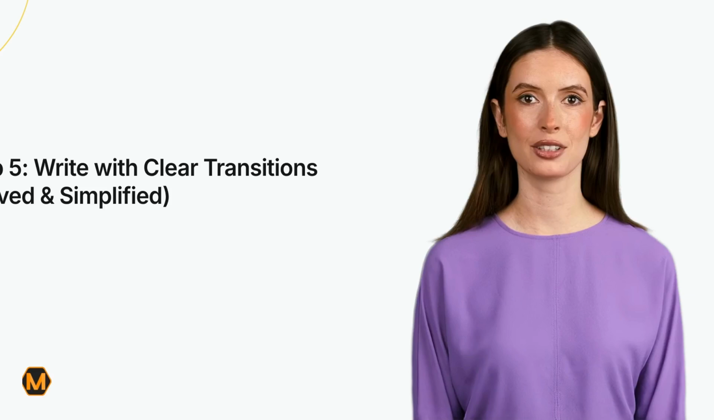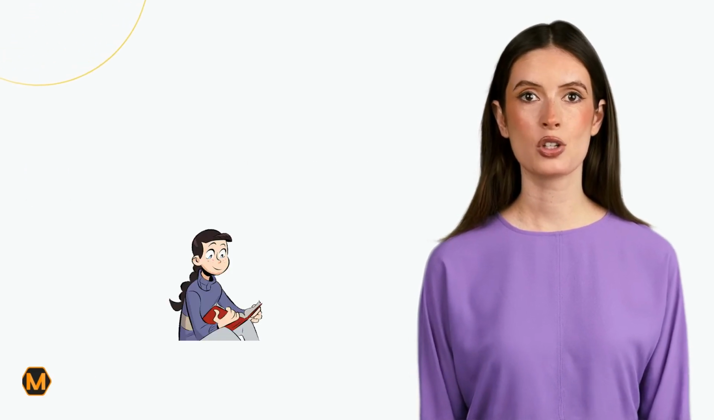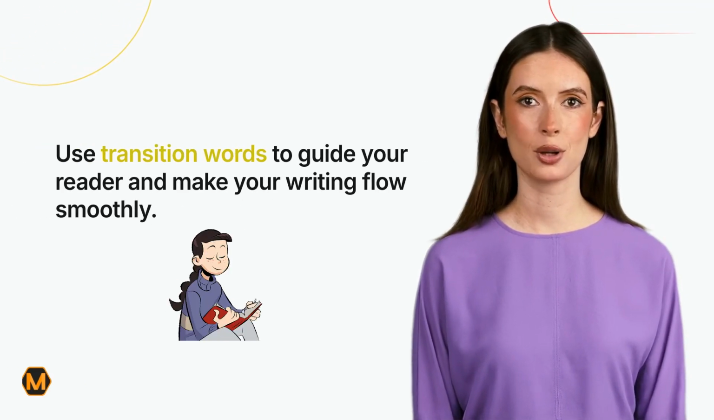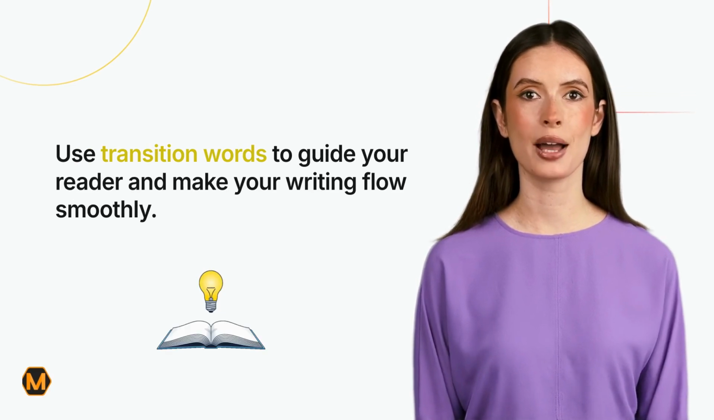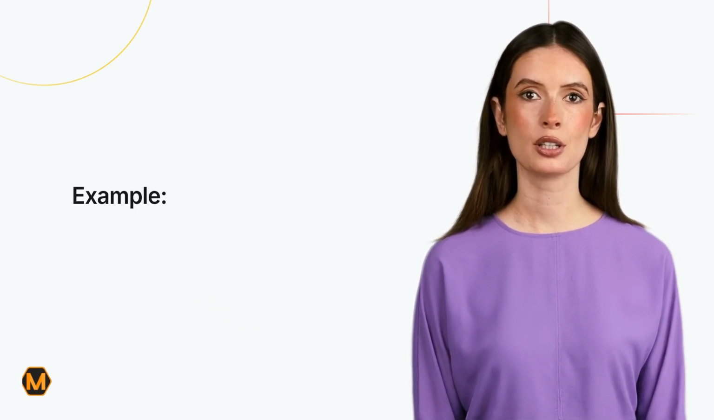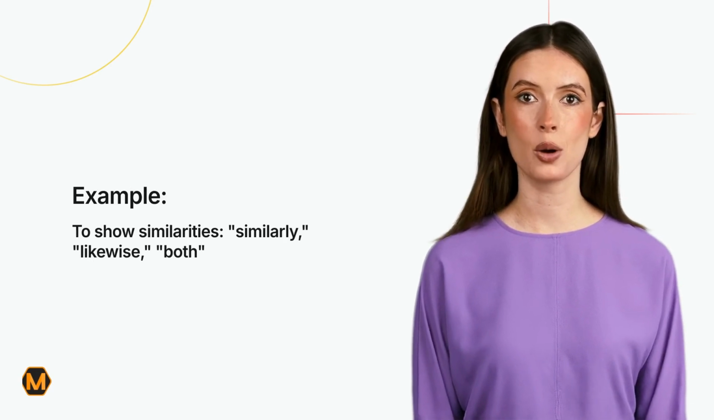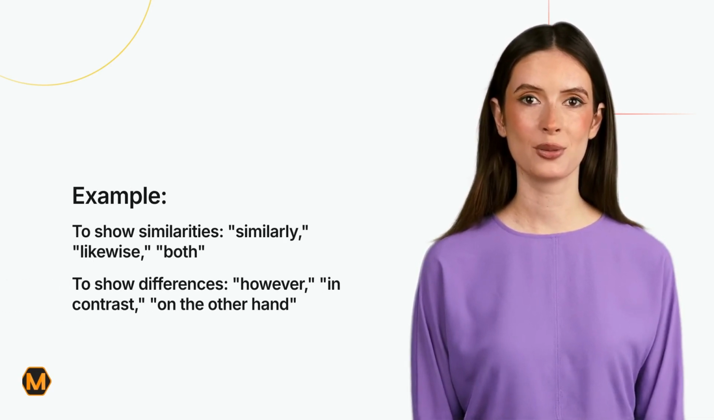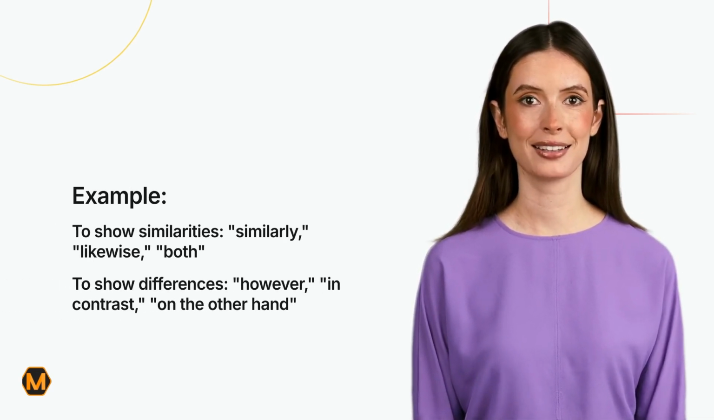Step 5, write with clear transitions. Use transition words to guide your reader and make your writing flow smoothly. These words show how ideas are connected, whether you're pointing out similarities or differences. Example. To show similarities, you can use similarly, likewise, both. To show differences, you can use however, in contrast, on the other hand.